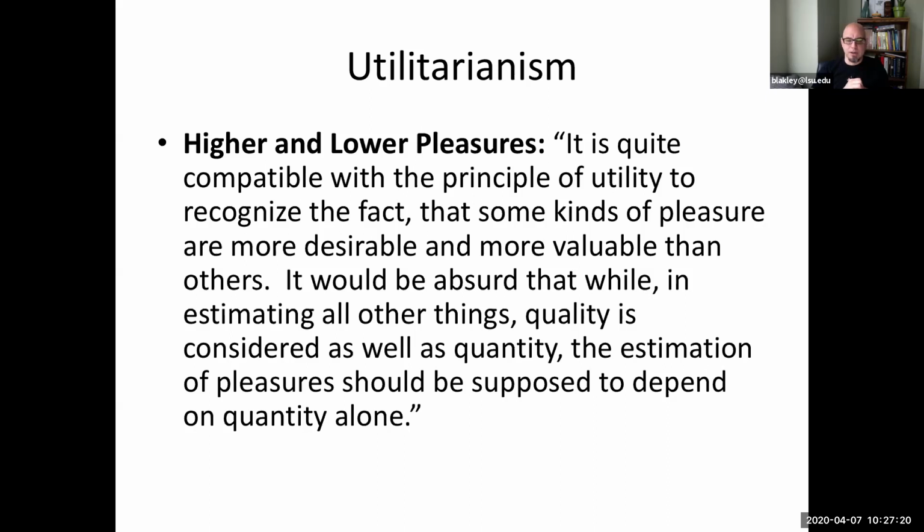It would be absurd that while in estimating all other things, quality is considered as well as quantity, the estimation of pleasures should be supposed to depend on quantity alone. So we have not just the amount, but whether it's a higher or lower pleasure. And then he distinguishes higher and lower pleasures based on physical pleasures versus mental or intellectual pleasures. Physical pleasures are common with all animals for the most part. Those are the lower pleasures. And then the mental pleasures are higher pleasures that he associates more with vastly more complicated and intelligent beings, sentient beings.